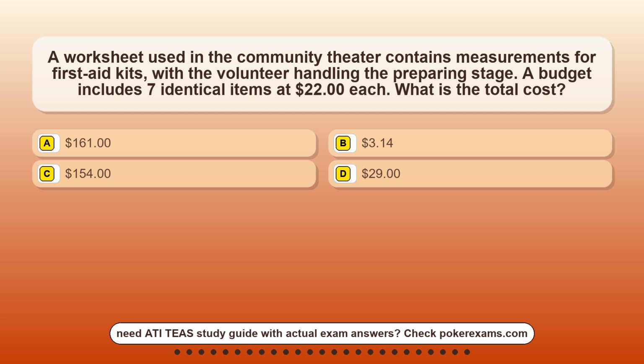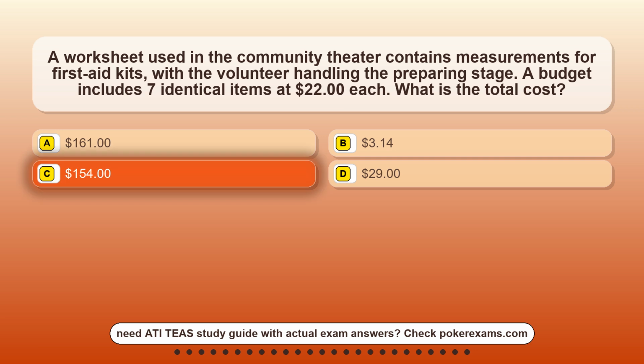Question 10. A worksheet used in the community theater contains measurements for first-aid kits, with the volunteer handling the preparing stage. A budget includes 7 identical items at $22 each. What is the total cost? Option A, $161. Option B, $3.14. Option C, $154. Option D, $29.